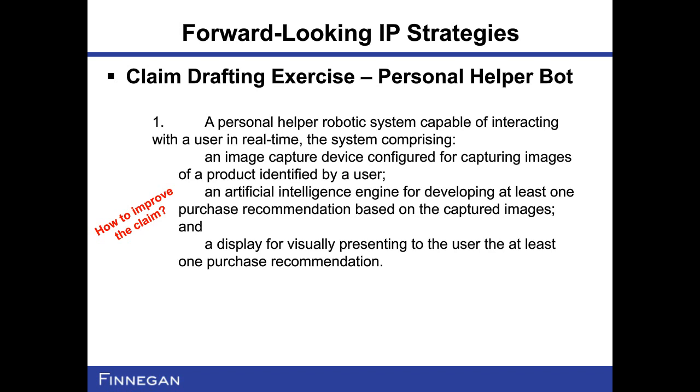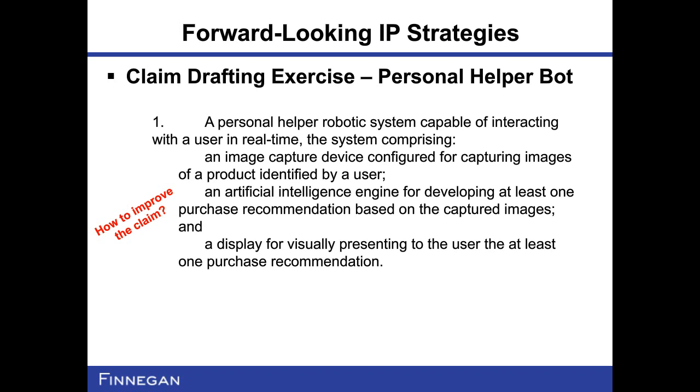And in particular, we should be thinking about 112 issues. Is this going to be interpreted under 112(f) as a means plus function term? In other words, is the term engine merely functional? And then also 101 issues. If a court or an examiner saw this claim, they may well say, look, you're just claiming an abstract idea of an artificial intelligence engine being used in a shopping robot.